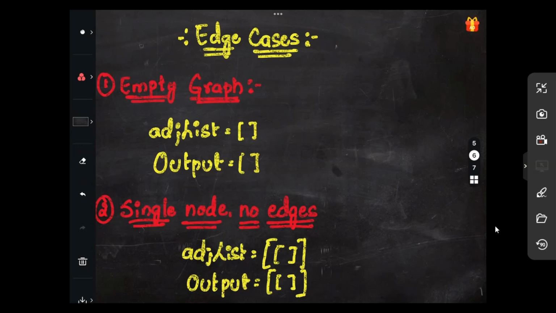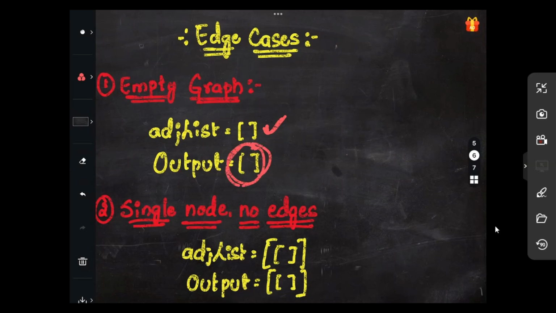The first edge case is for the empty graph. We have the empty graph, the adjacency list is empty in this case. So the output will be an empty array, right? No nodes to clone at all here. So the output will be an empty array.